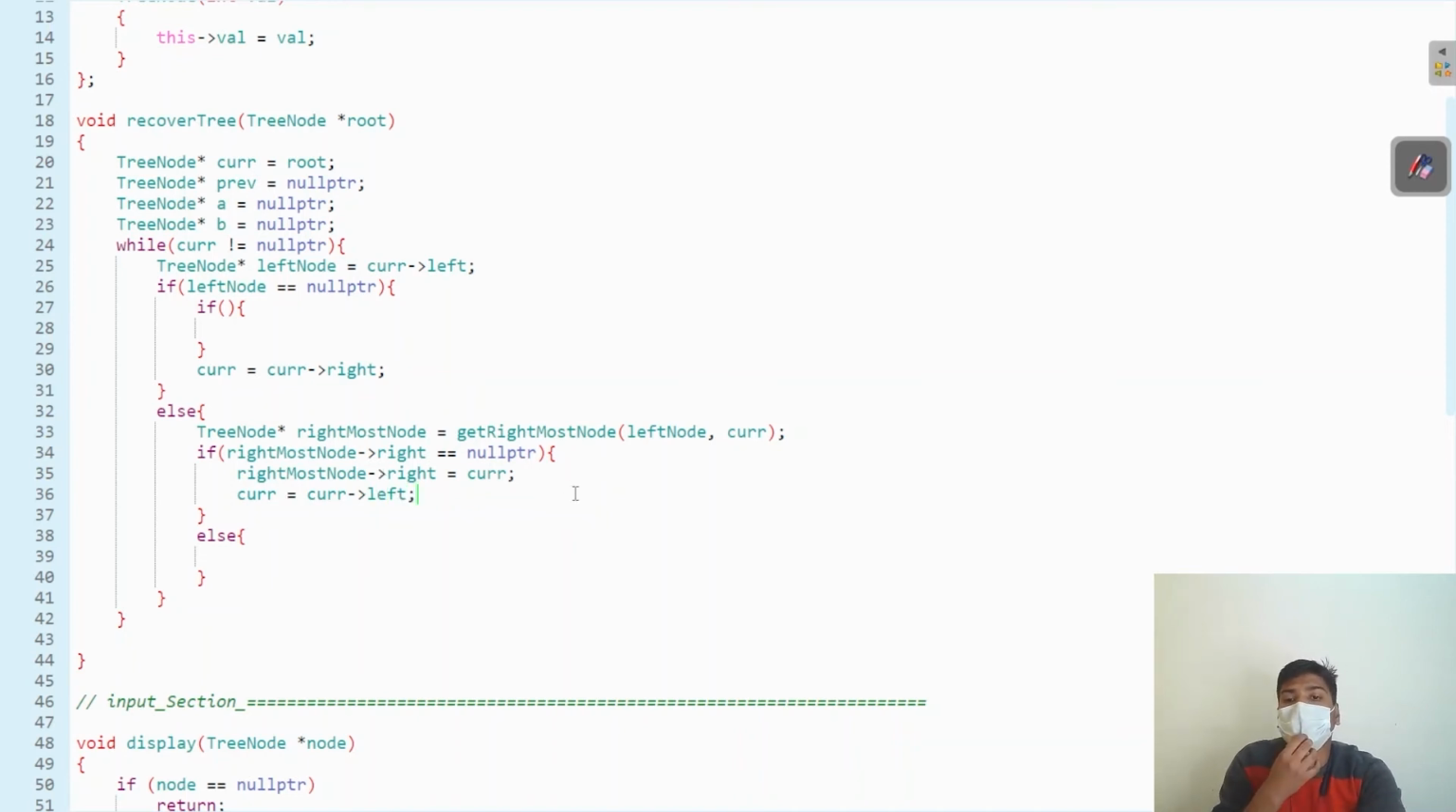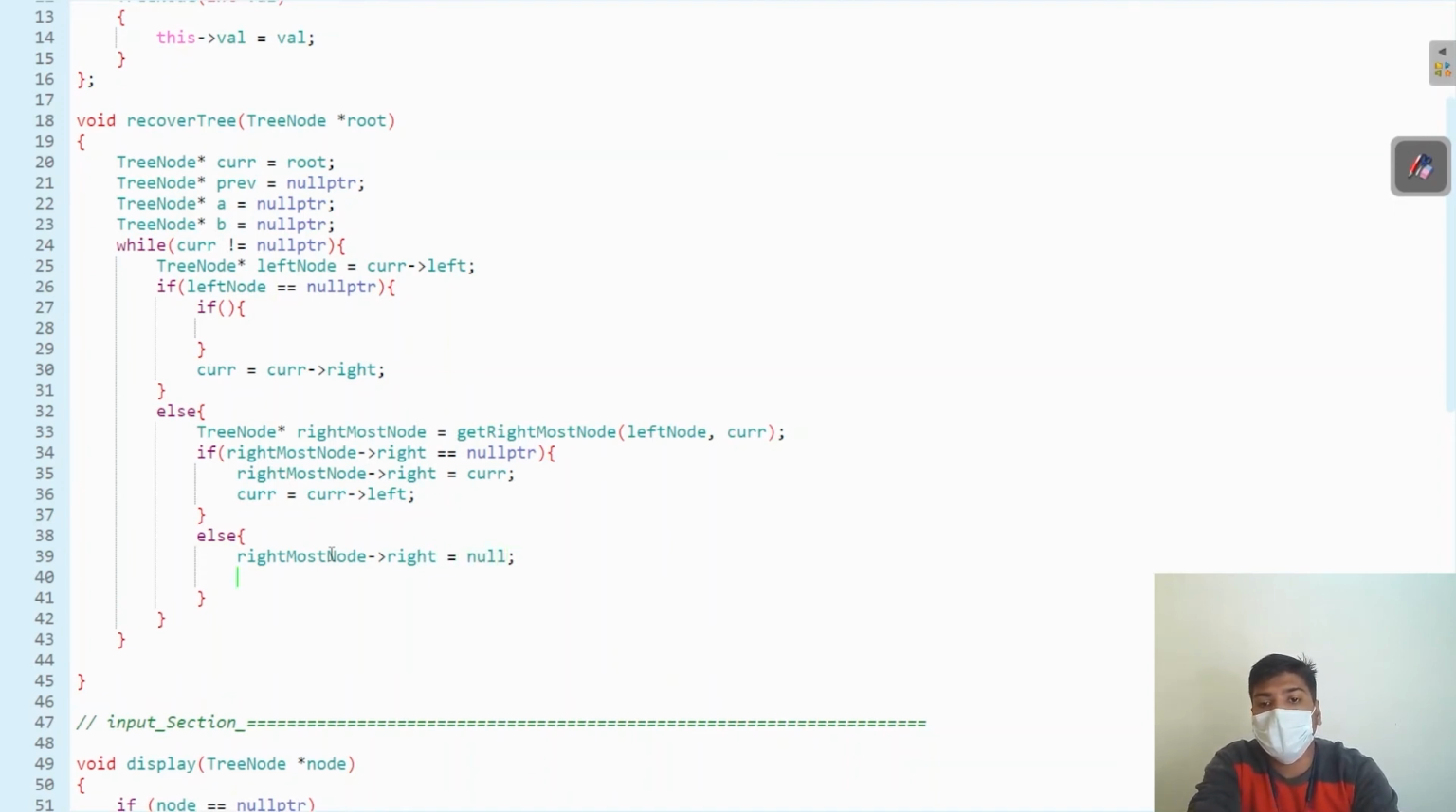So this is what I'll do, and here I need to break the connection. So how I'll do it, right: the rightmost node's right equals null, and also current will move to current dot right, to the right side. So this is what happens here.